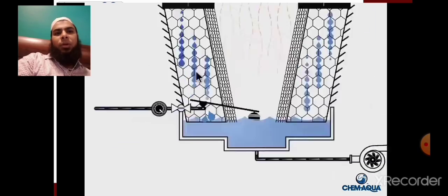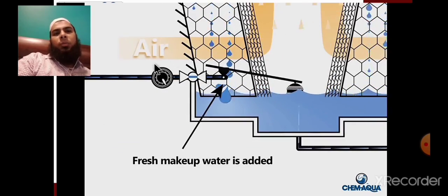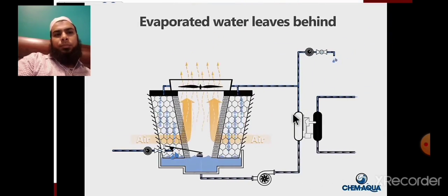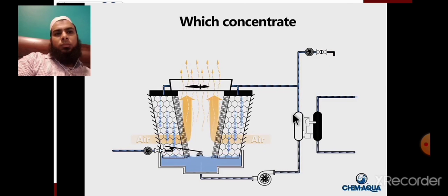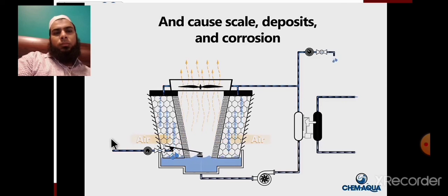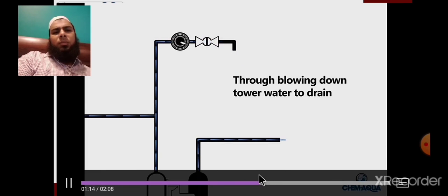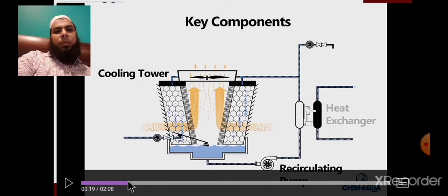Air also evaporates some water. As the basin water level drops due to evaporation, fresh makeup water is added. Evaporated water leaves behind dissolved impurities from the makeup water, which concentrate and cause scale, deposits, and corrosion. Concentrated impurities in the tower are removed by blowing down tower water to the drain. This is basically the main function of the cooling tower that is explained in this video and animation.